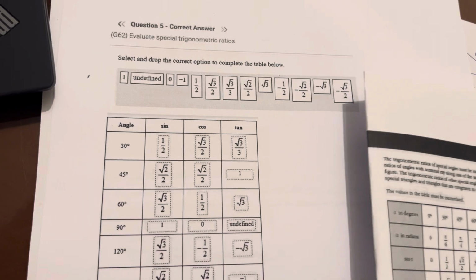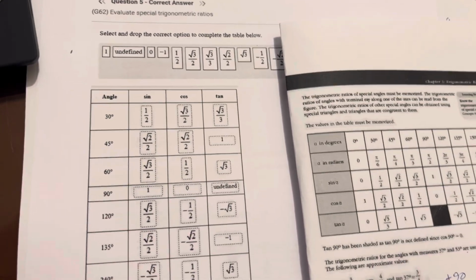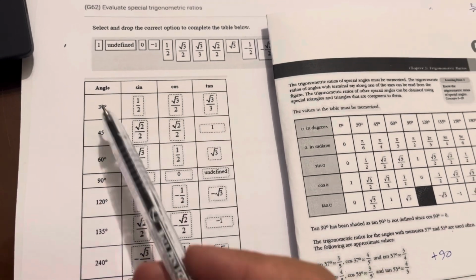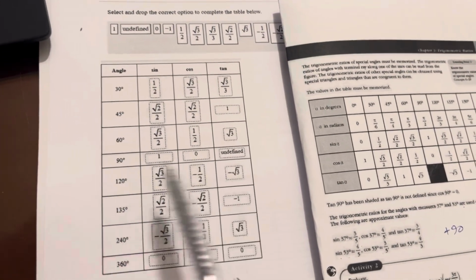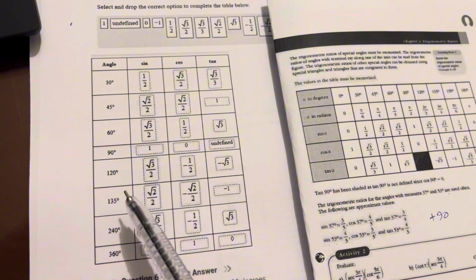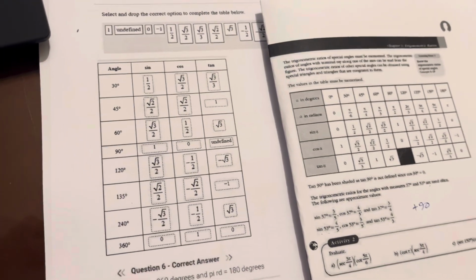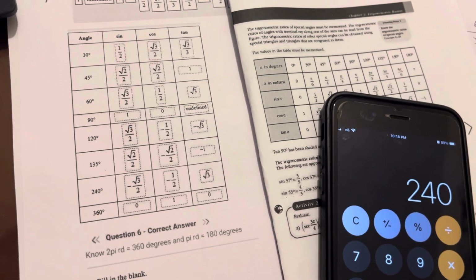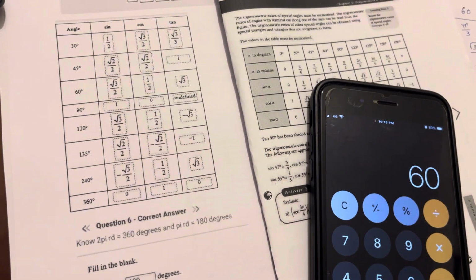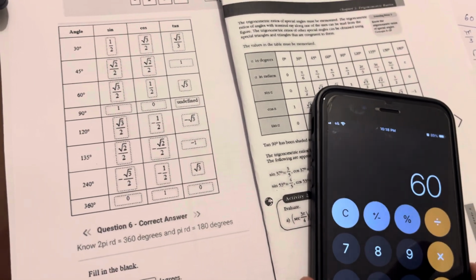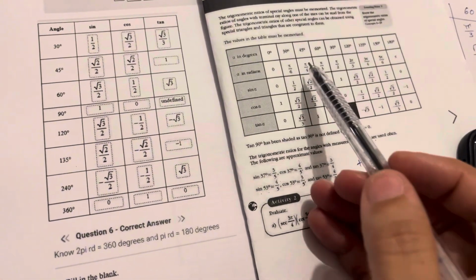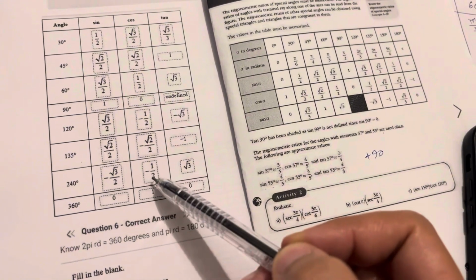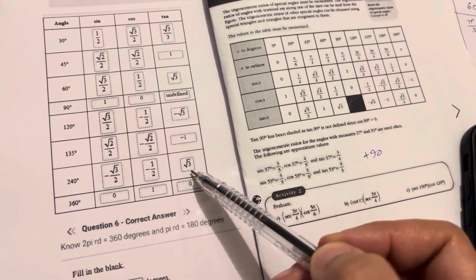Question 5 is actually direct application on that table. So he's giving you the angle. He wants the sine, the cosine, and the tan. 30, 45, 60, 90. I already explained all of this until 135. Type 240. 240 is supplementary to 240 minus 180, 60. So I will follow the 60 degree. I will fill the same numbers of the 60 degree. So radical 3 over 2 and 1 over 2 and radical 3.